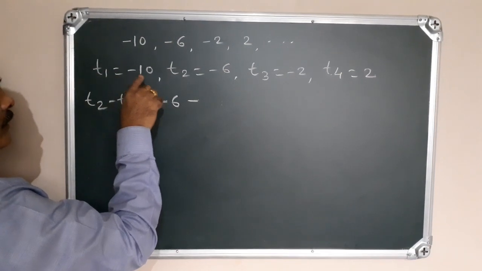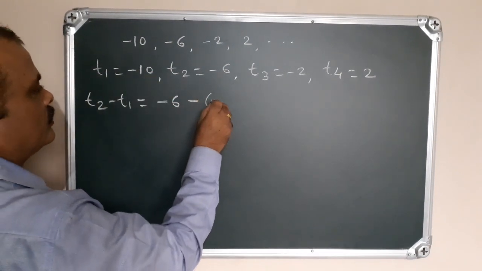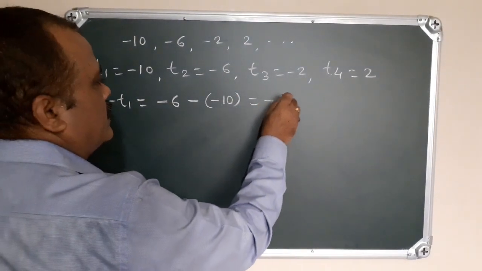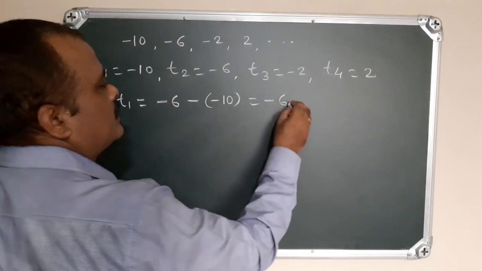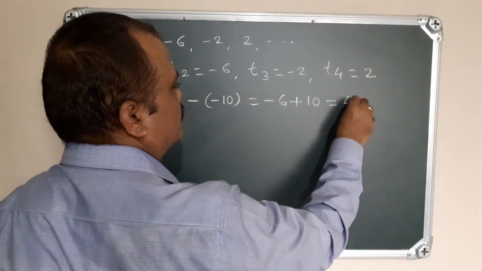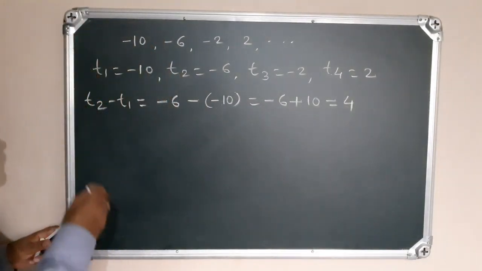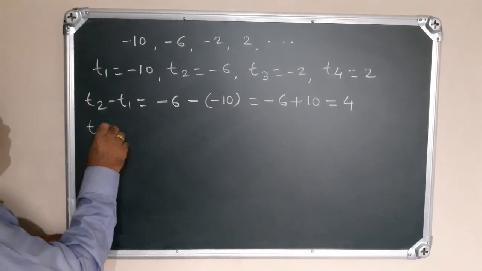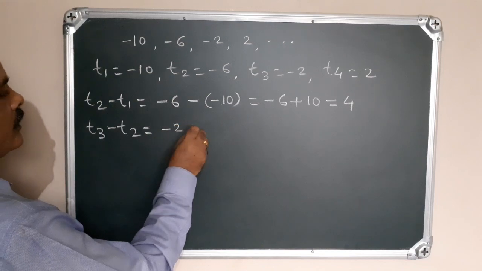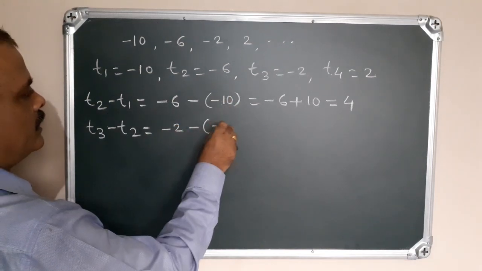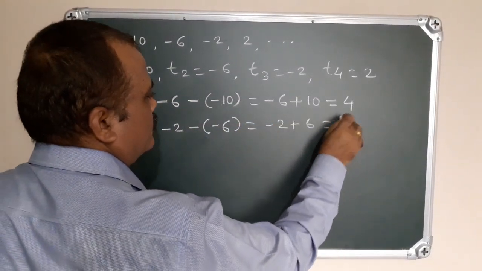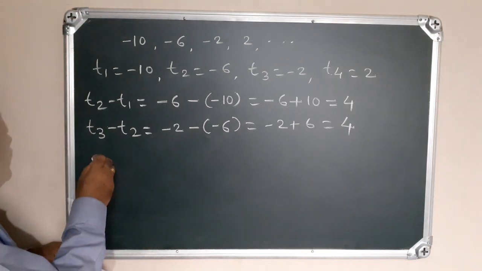The value of T1 is again minus 10. So write in bracket minus 10, like this. So minus 6 plus, minus into minus, that is plus 10. Minus 6 plus 10, that will be plus 4. So T2 minus T1 is 4. Now calculate T3 minus T2. So T3 minus T2, minus 2 minus, minus 6. So it will be minus 2 plus 6, which is equal to again 4.